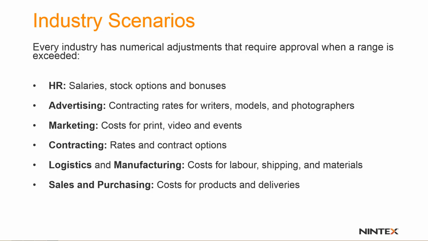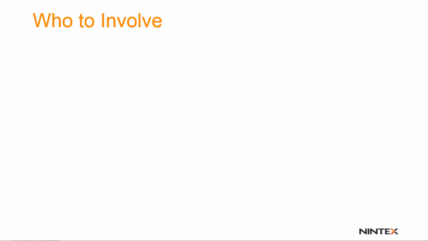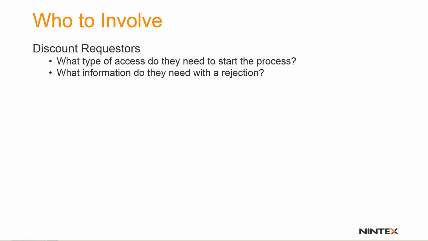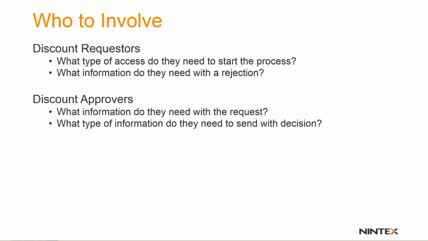So who do we involve in this? Well, the first group we have to involve is the discount requesters. Do they understand how to start the workflow and what to do with rejections and approvals? Also know that if the workflow isn't better than the existing system, they won't use it. They'll come up with reasons to go back to the existing system. Discount approvers are also important. Do they understand when they have a request for approval and what to do with it? And will that notice stand out from the background noise?